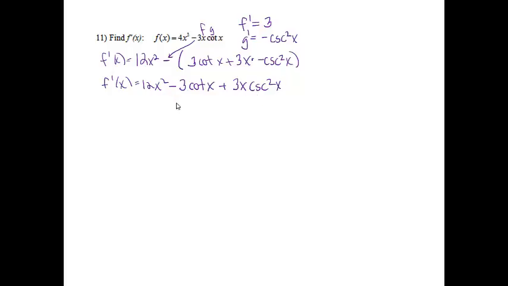Okay, and we could go one step farther if you wanted to. I wouldn't count you off if you did or didn't, but I do notice that we could factor a 3 out, so if you would like to do that, we get 3 times the quantity 4x squared minus cotangent x plus x cosecant squared x, but that is totally up to you if you do that or not.